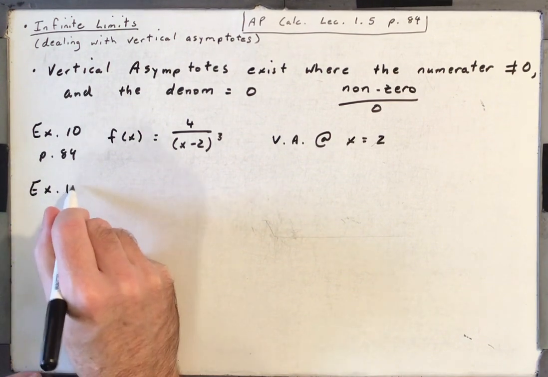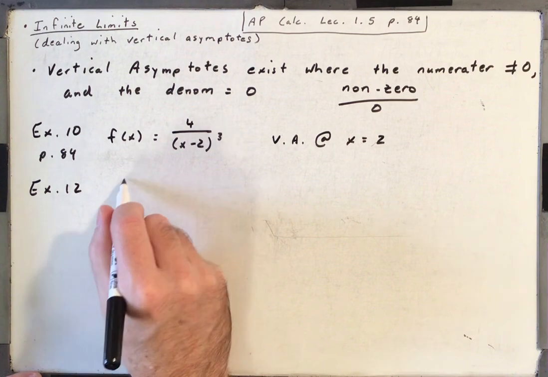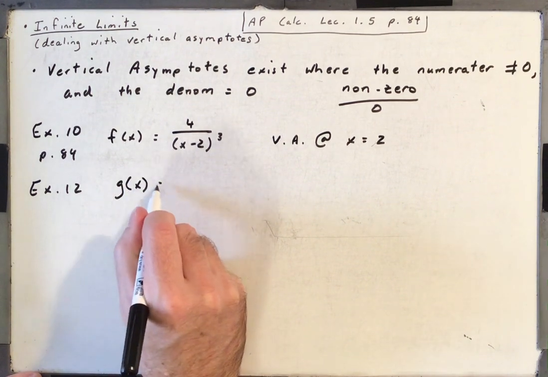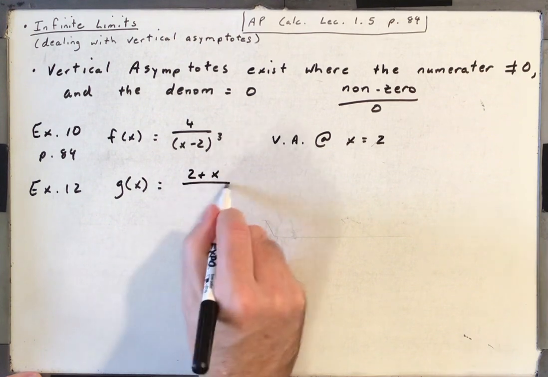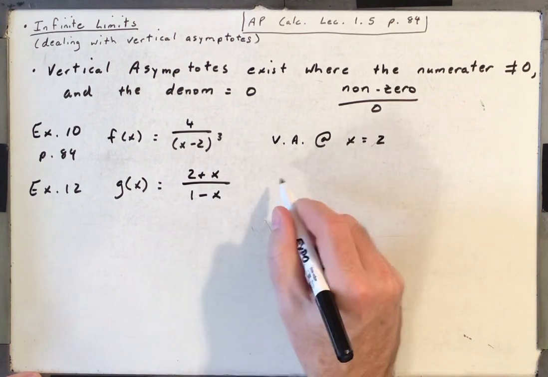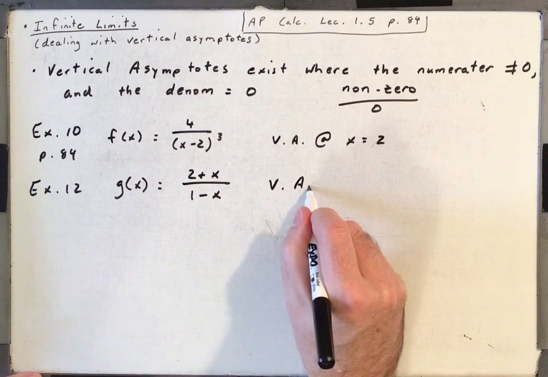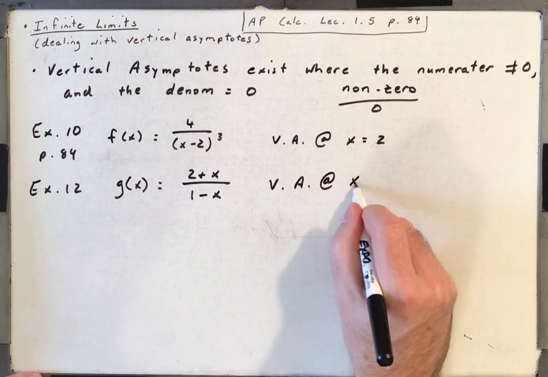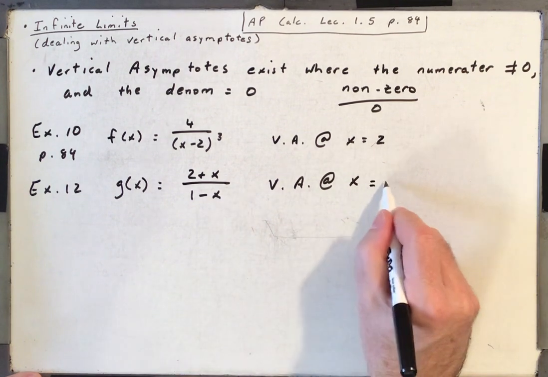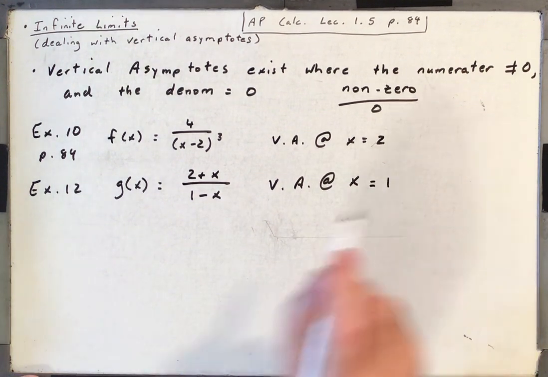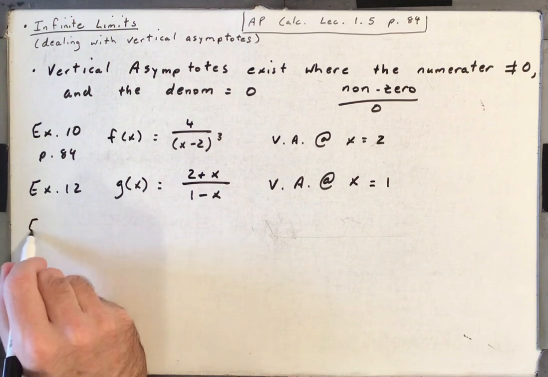How about example 12? We have g of x equals (2 plus x) over (1 minus x). Well, this is another one that you can just eyeball. What makes it a 0 on the bottom? At x equals 1. Okay, example 14.